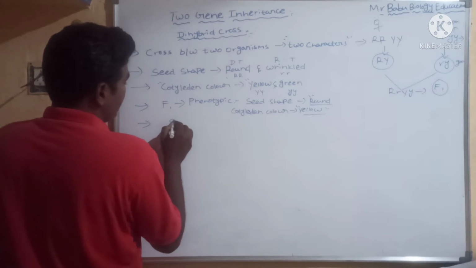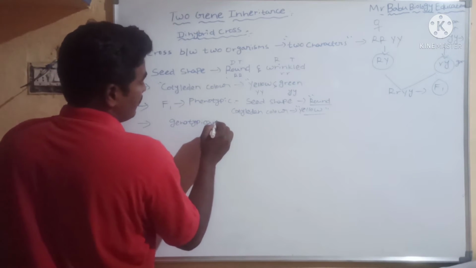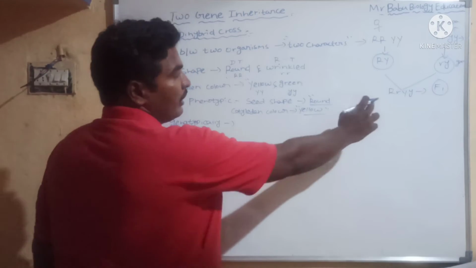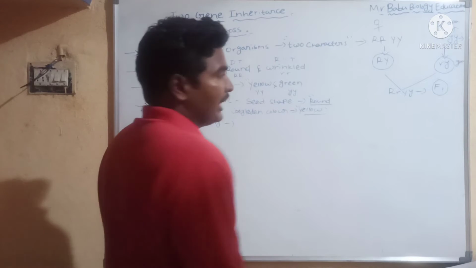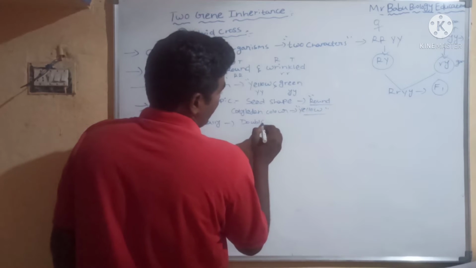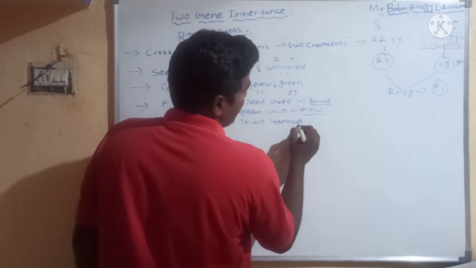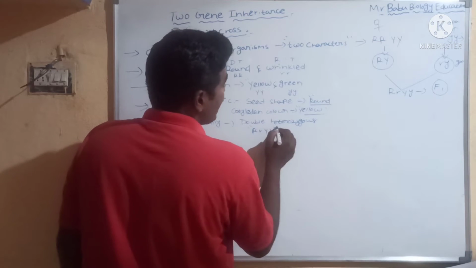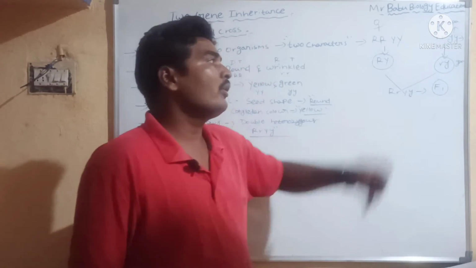Now, genotypically, the F1 generation is double heterozygous. Capital R small r is one heterozygous, and capital Y small y is another heterozygous. This is the F1 genotypic ratio, double heterozygous: capital R small r and capital Y small y.